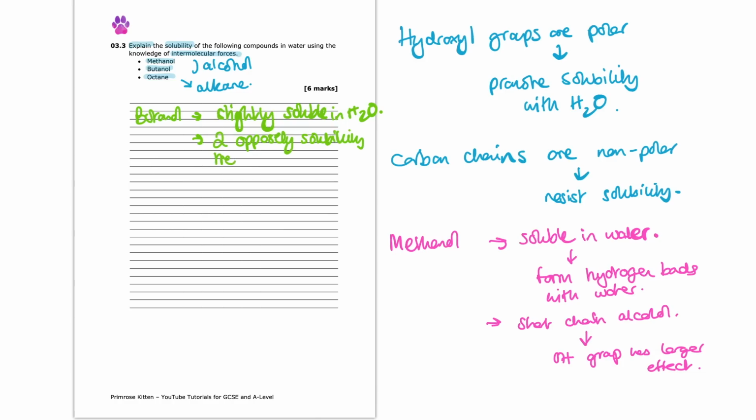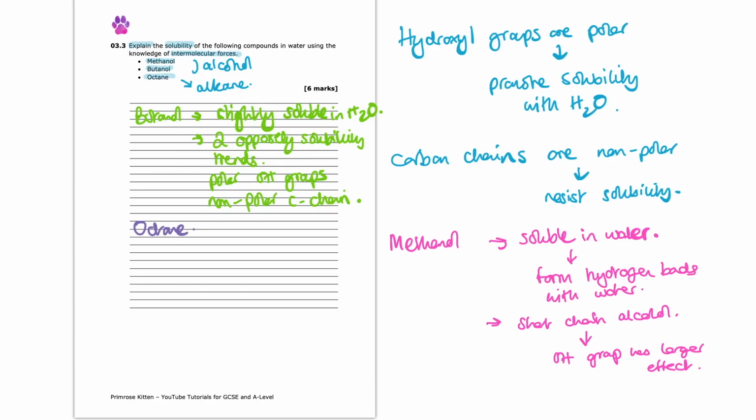If we think about what we just said in the introduction, we've got those polar hydroxyl groups but then we have the non-polar carbon chain. And as a result, it is going to be less soluble than methanol. Finally, now we can talk about octane.